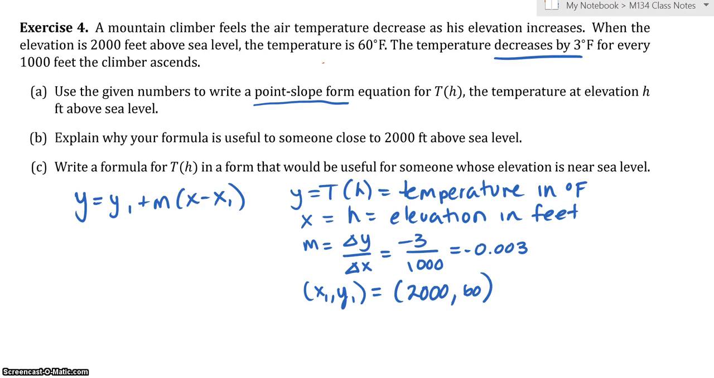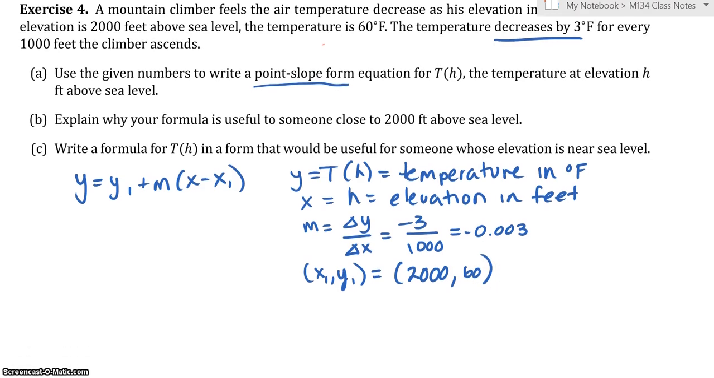So that's why we want to use the point slope form. If we go ahead and do this, I should have said everyone wants to put 2,000 there. It's actually the 60. So the y1, if you notice, is the 60. And then this would be negative 0.003 x minus 2,000. That would be the answer for part A.